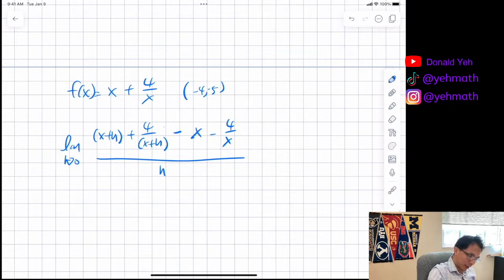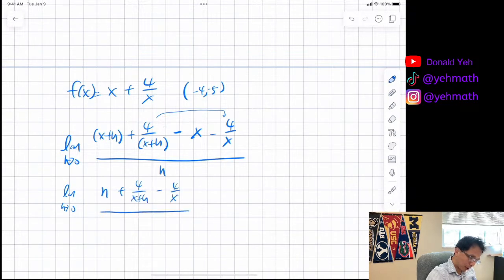So what I need to do is make sure those two are combined. Wait, do I need to make sure all the things are combined? Common denominator. I'm trying to think about a simple way to do it, though. Is there any easy way to do this? Well, I can cancel out the x, can I? Yeah. So it'll be limits as h approaches 0. This x can cancel out, so it's going to be h plus 4 over x plus h minus 4 over x, all over h. The x and x cancel out.